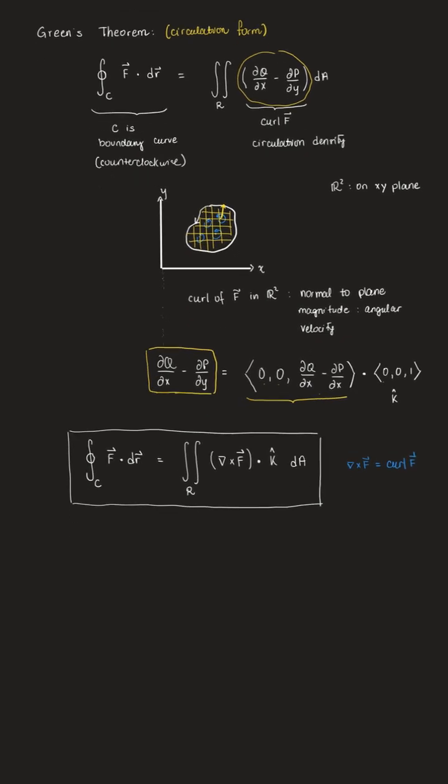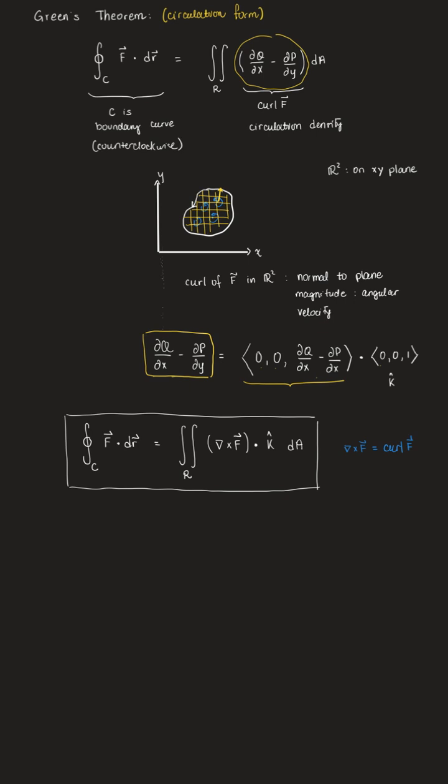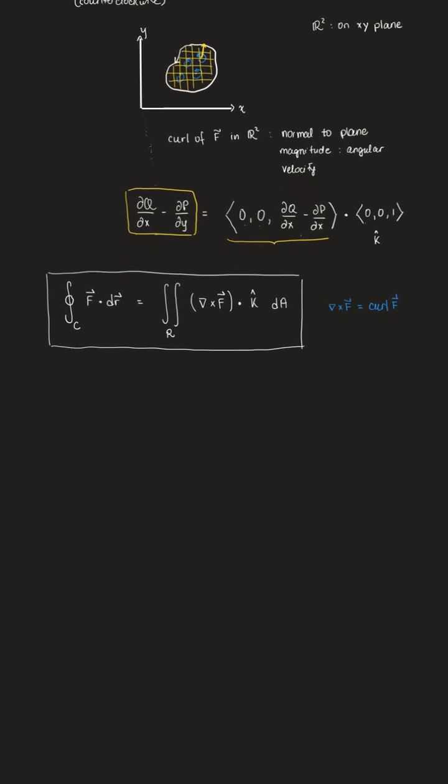Okay, so the idea of what this tells us is that if I add up all of the localized circulations inside my region, that really tells me what's going on at the boundary. How the vector field behaves on the boundary can be explored by the net localized circulation density inside the region. Okay, what does Stokes' theorem do? Well, Stokes' theorem lifts this up to R3. So this time, we are going to imagine that we have a surface in R3.